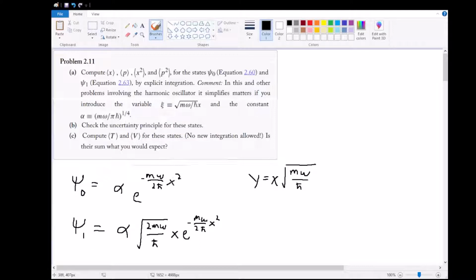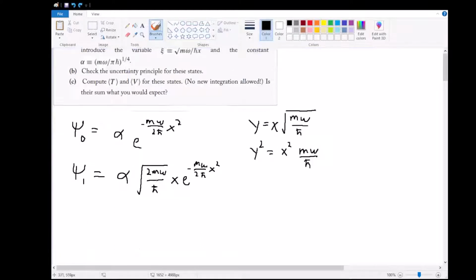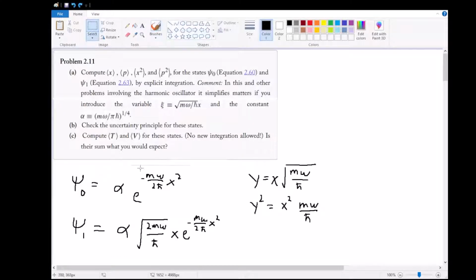So we see here that we have an x squared, so let's try squaring y and seeing what we get. y squared is going to be equal to x squared times m omega over h bar. What we have here is m omega over h bar times x squared, but divided by an extra 2, so we can rewrite this as negative y squared over 2.